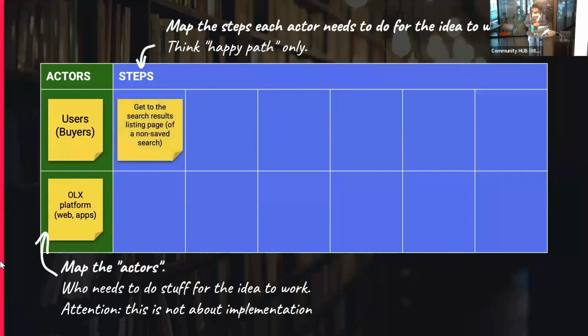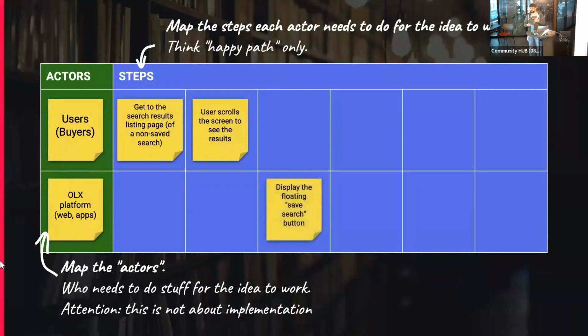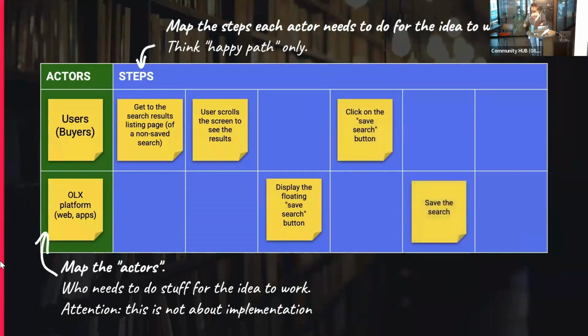So first, a user that is a buyer needs to get to the search results listing somehow, of a search result that is not saved. Okay. They end up there by direct linking, or they search something or whatever. All right. Then they need to scroll, because if they don't scroll, this will not work. So they need to scroll the results. Then the platform needs to show the button to save search. And then the user needs to click this button. And then the platform needs to save the search and send a message that, yes, it was saved.